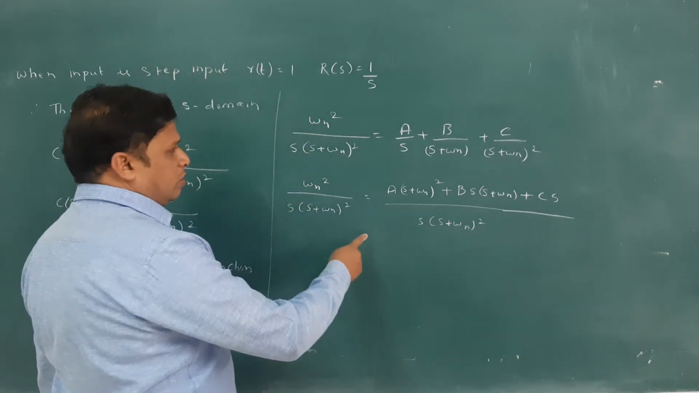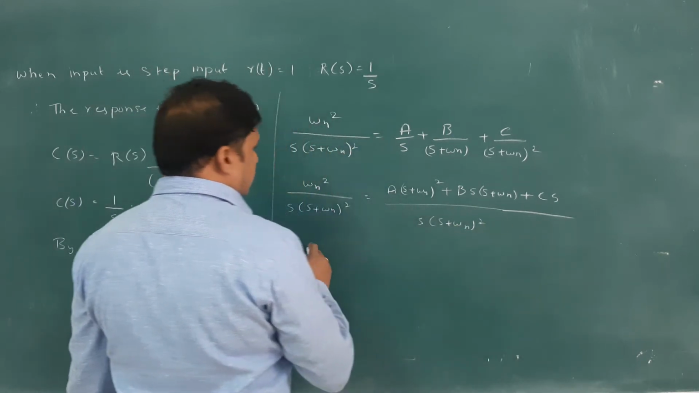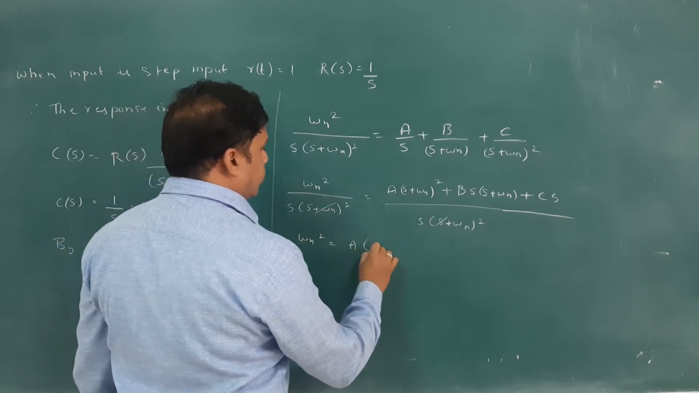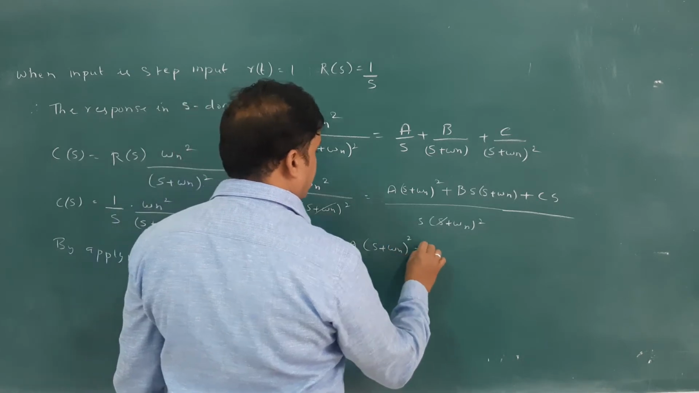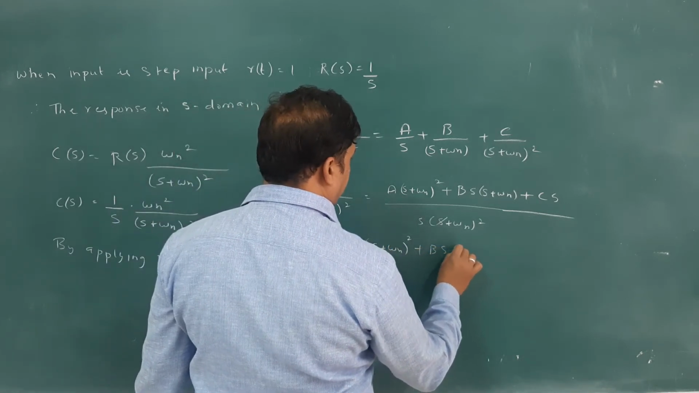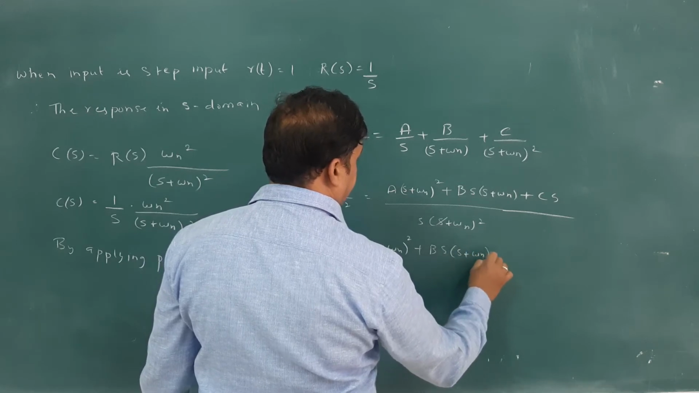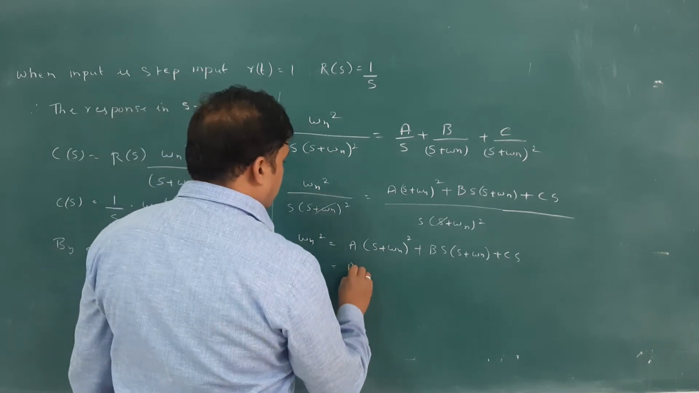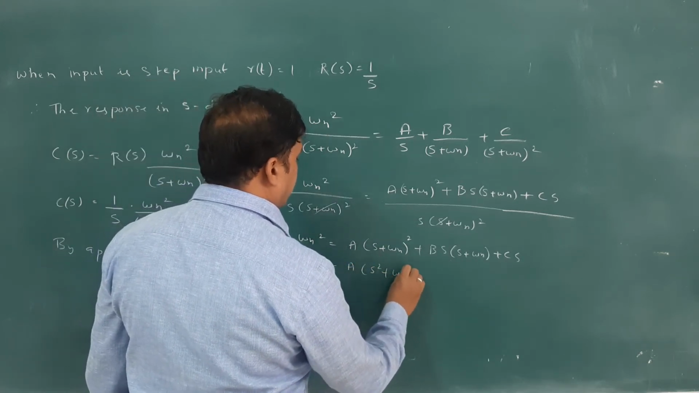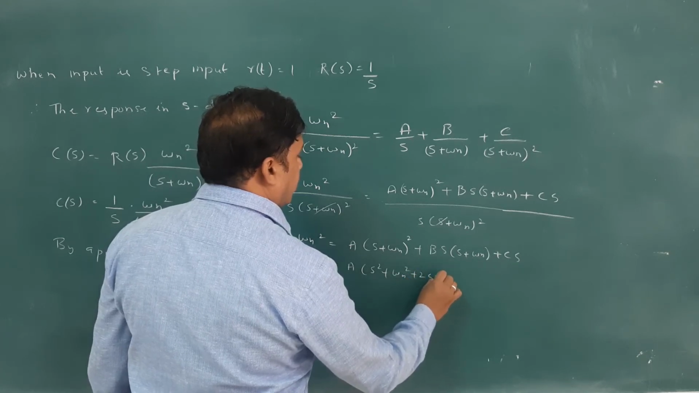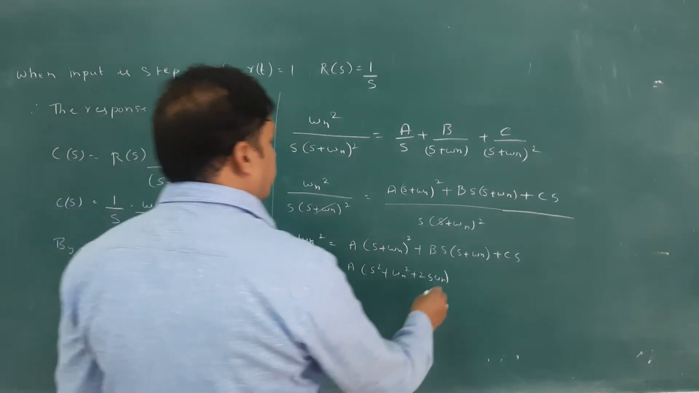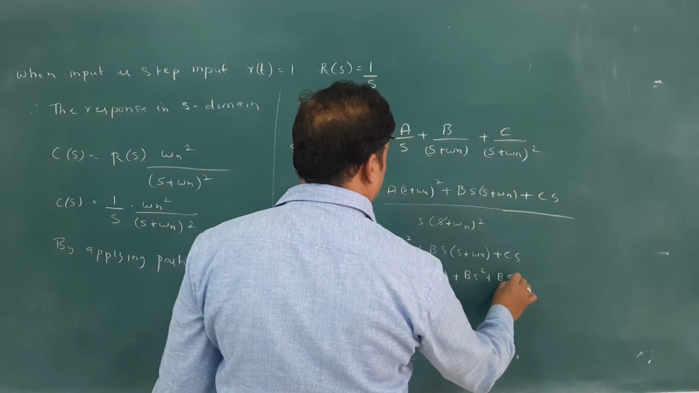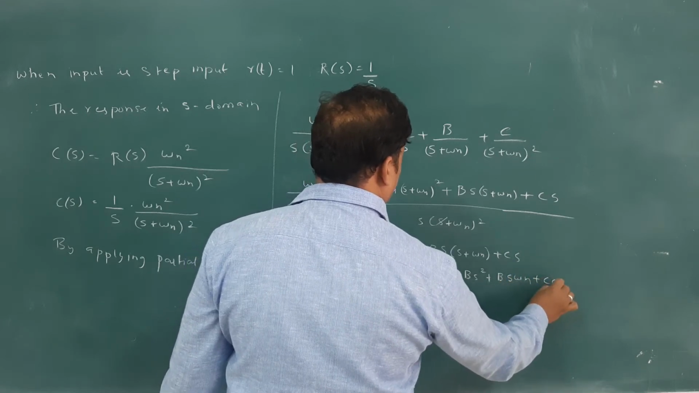Okay, this is the equation we get here. This term gets cancelled, so omega n square is equal to A into (s plus omega n) whole square plus Bs into (s plus omega n) plus Cs. Now what we do here is expand: A into s square plus omega n square plus 2 A s omega n, plus Bs square plus Bs omega n plus Cs.